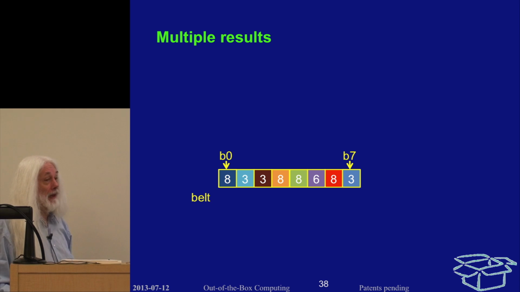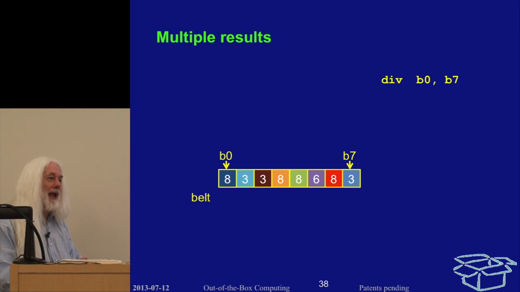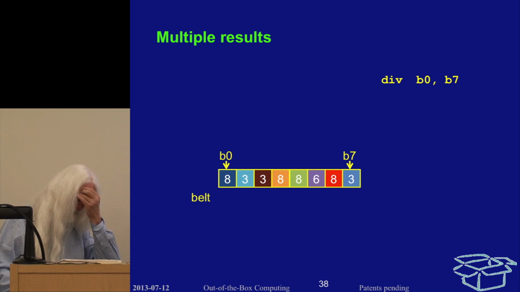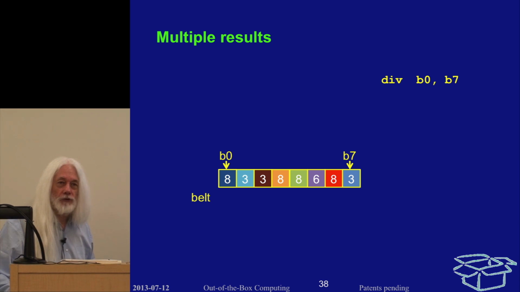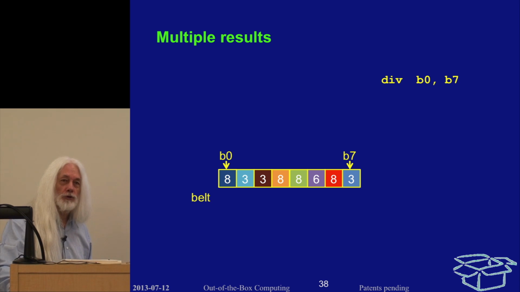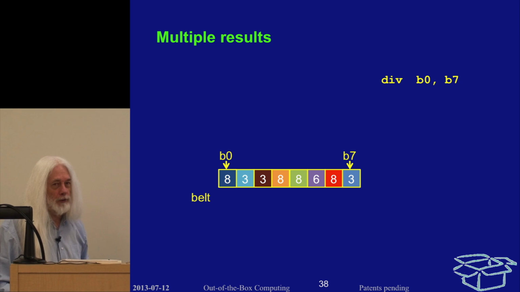Now, the belt naturally lends itself to operations with multiple results. There's a canonical pain in the neck in instruction set design called divide. Divide wants to produce a quotient and a remainder, whereas all the rest of the machine is designed for 2 in and 1 out: adds, multiplies, and what have you. And if you look at the instruction set of any machine of your choice, you will discover a horrible kludge called divide. Sometimes there are special registers, sometimes there are register pairs, sometimes there's this, sometimes there's that, but it's always a kludge.